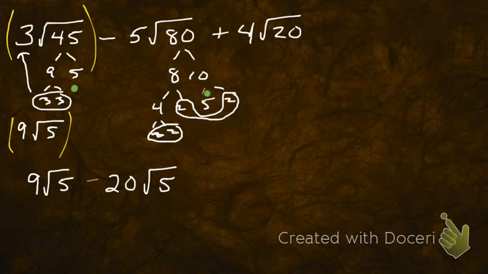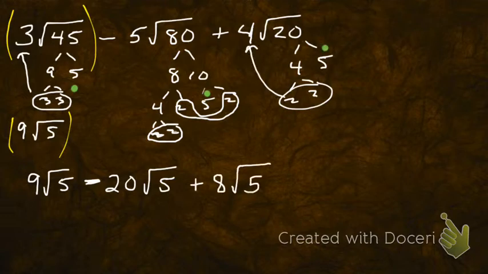And then for 4 root 20, I have 2 root 5. So 2 times 4 would be 8. So after simplification, I have 9 root 5 minus 20 root 5 plus 8 root 5.